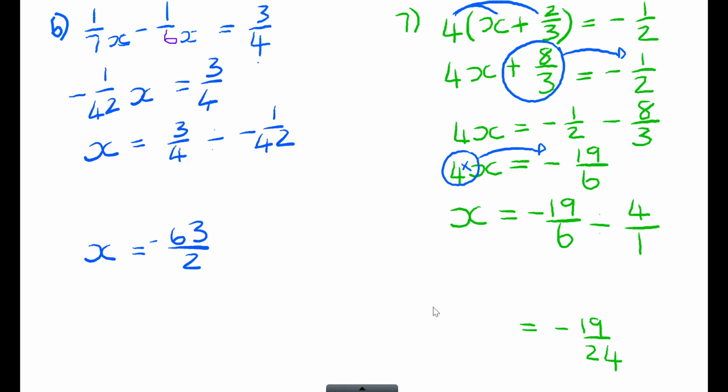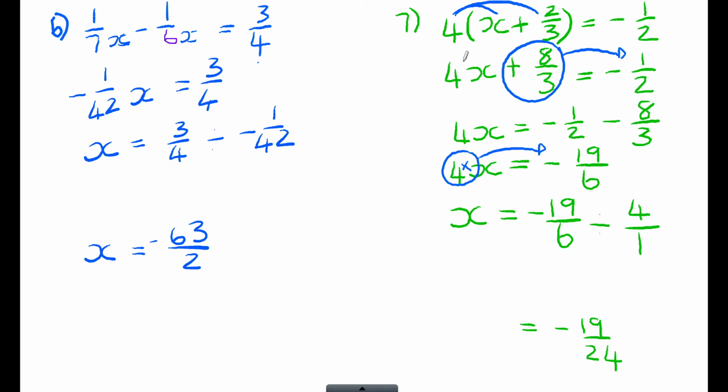Right, number 6. On the left-hand side, you could first go and simplify. So a 7th x minus 1 over 6x, and remember we use our calculators, will give you minus 1 over 42x equal to 3/4. Now I've got to get rid of that minus 1 over 42, and that's actually times x. So if I take it over, it becomes divided by minus 1 over 42. Please remember that that negative 1 over 42 stays a negative. And that's going to give you minus 63 over 2.